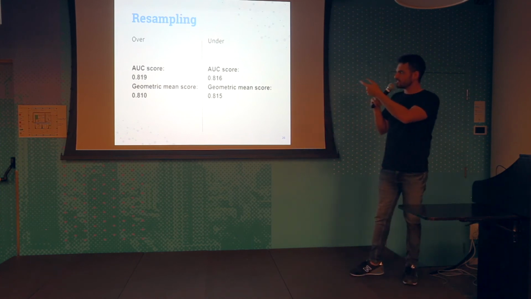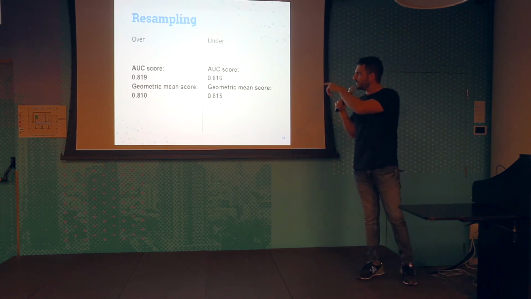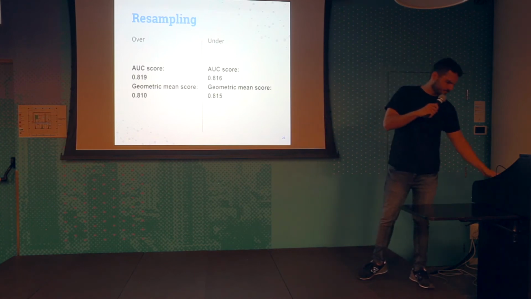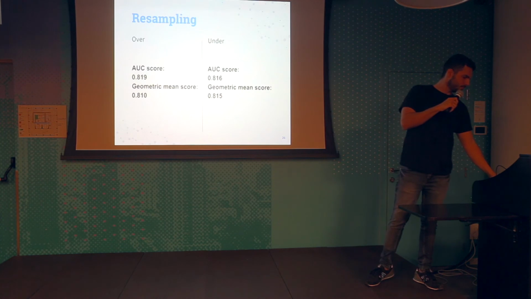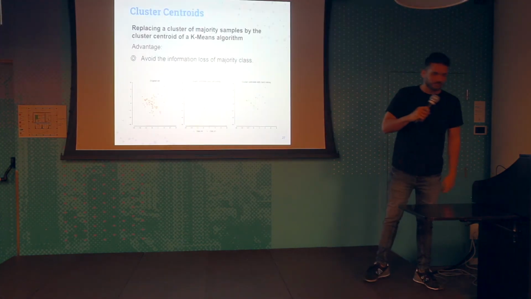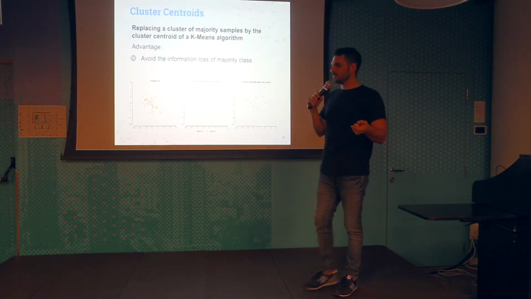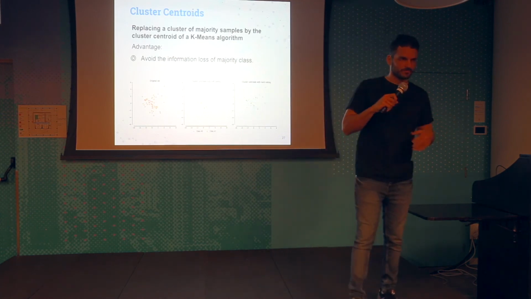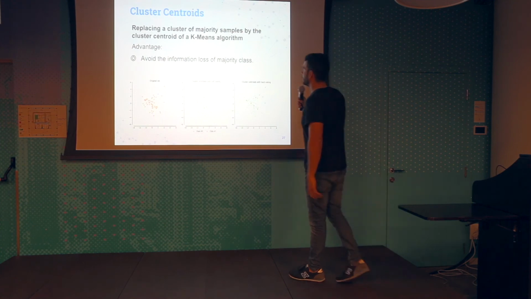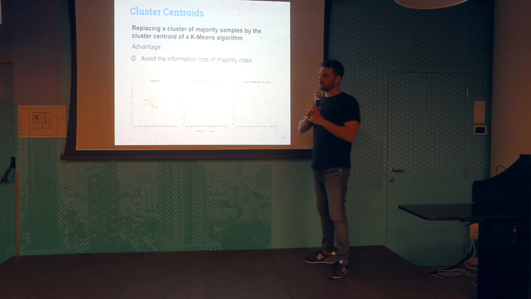So let's just report the score. The AUC is 0.819, and the geometric mean is 0.816. As you can see, on our data, it does a pretty good job. Now we're going to move to some smarter ways of doing things, because random sampling can only take you so far. So, cluster centroids.